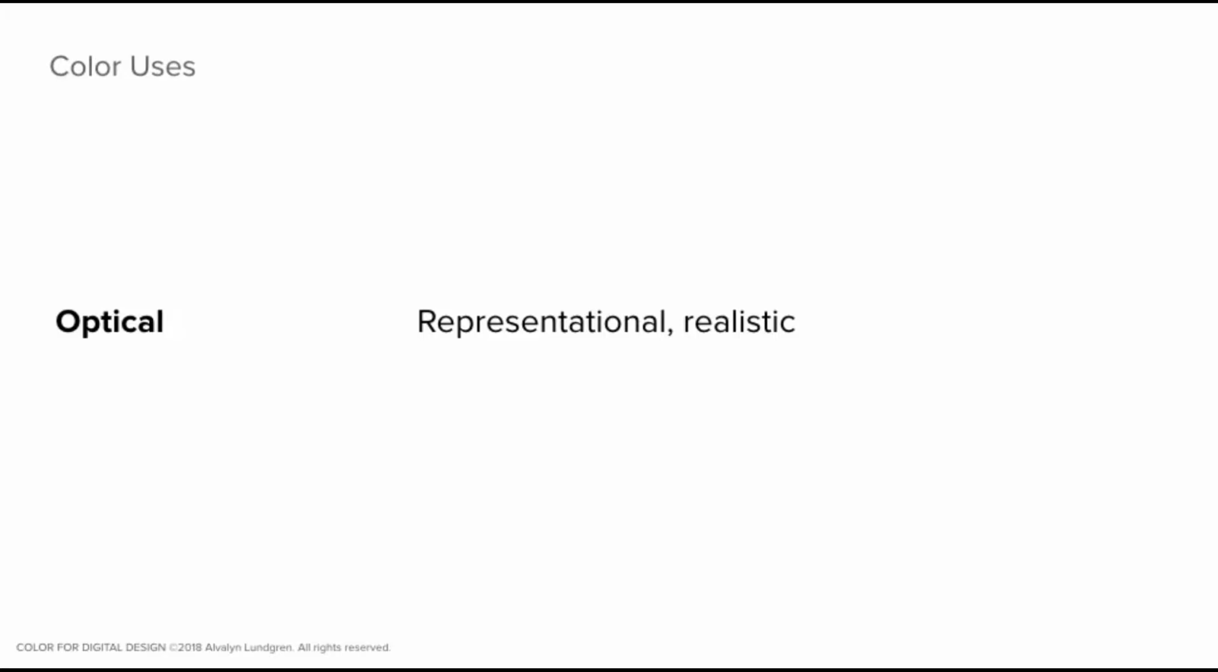So one of the ways we use color is what's called optical color, and that means that color is representational or realistic. If you have grass in an image and the grass is green, that would be realistic or representational color. So optical color is using color in the normal conventional manner to represent things. And we use optical color for greater understanding or to help make connections and give people an understanding of what they're seeing.